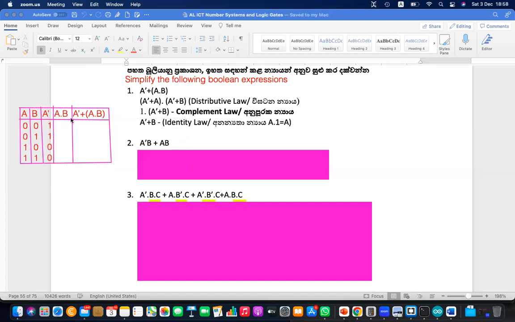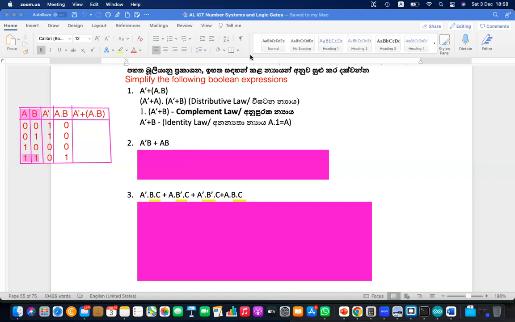Then A and B is here. And gate speciality: if both A and B are 1, the output is 1. So you will get 0 0 0 1 for this. Then A not O A and B. What do we need to O?